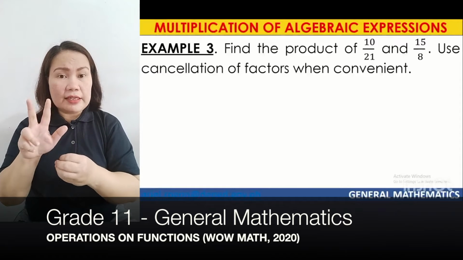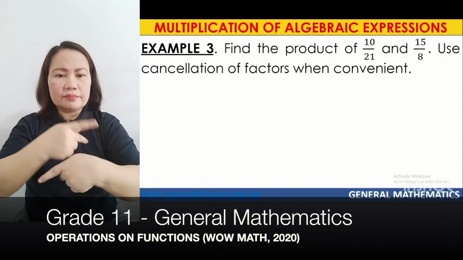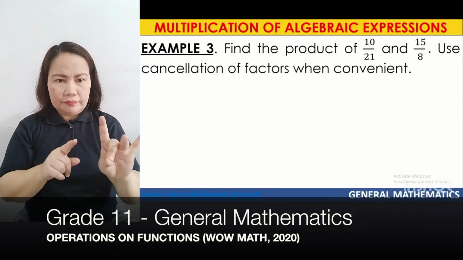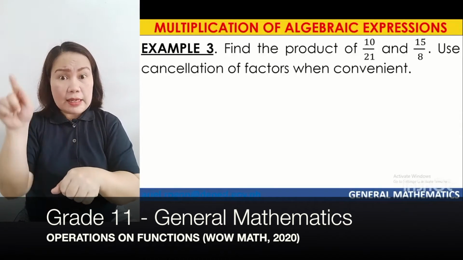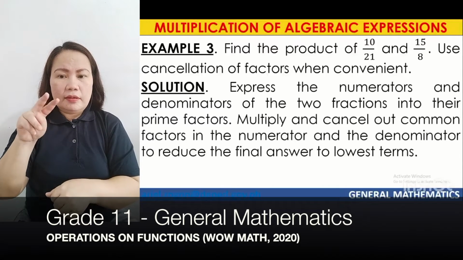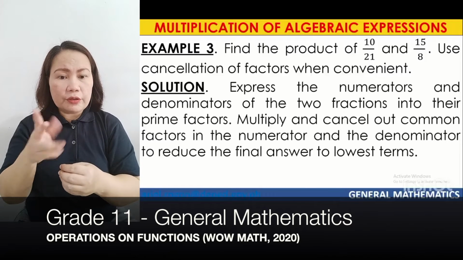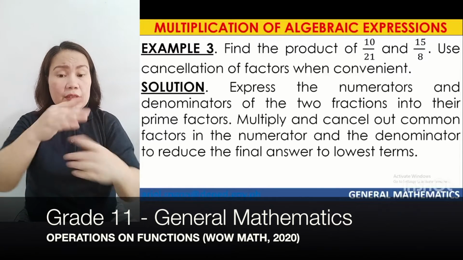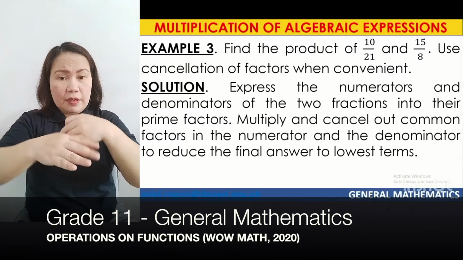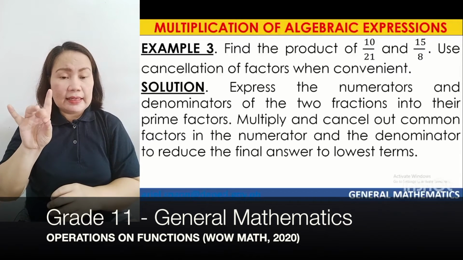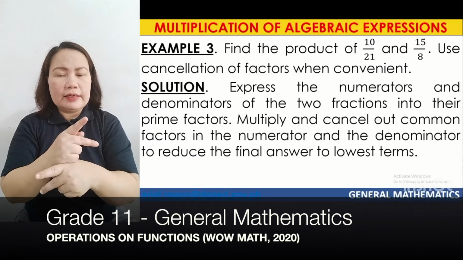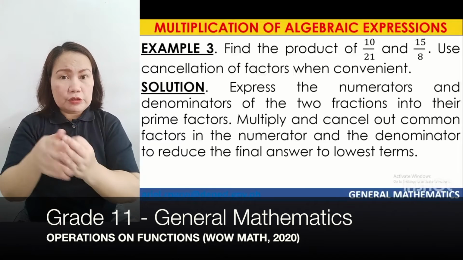Halimbawa, find the product of 10 over 21 and 15 over 8. Okay, pwede tayo gumamit ng cancellation dito. Or, you can express the numerators and denominators of the two fractions into their prime factors. So, ano ba yung mga prime factors ng 21 saka 8? Multiply and cancel out common factors in the numerator and denominator to reduce the final answer to lowest terms.